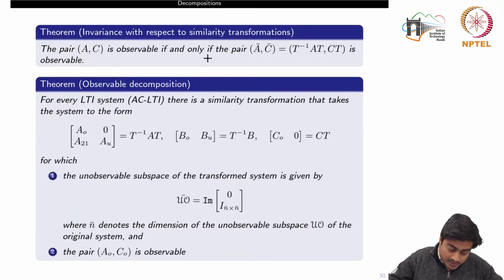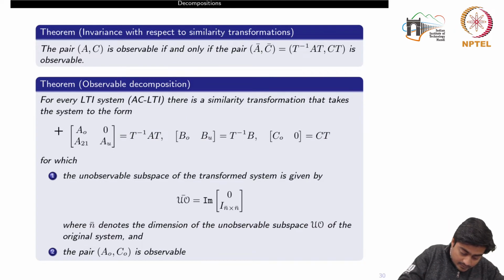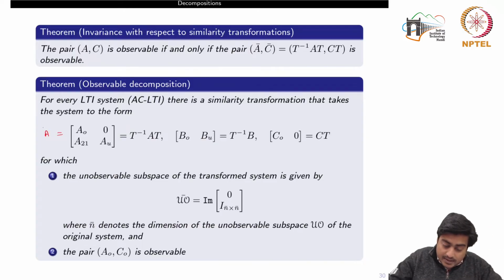This is an important result which speaks about the observable decomposition. For every LTI system, there is a similarity transformation that takes the system to this form. This is my new A bar. We had seen earlier that A bar is defined as T inverse A T. Now here we are giving a shape to this A bar matrix, which is A_O, 0, A_21, A_U, equal to T inverse A T.